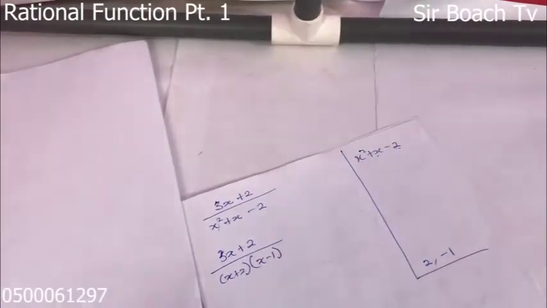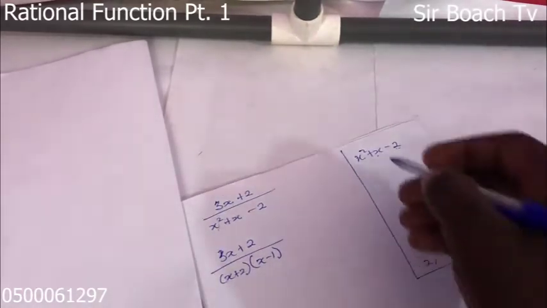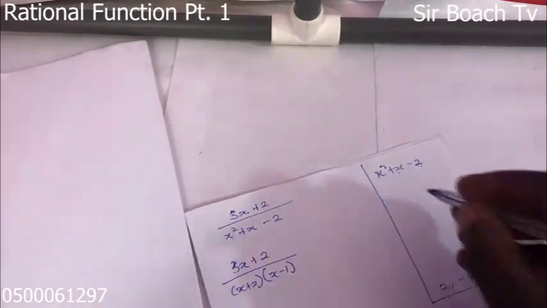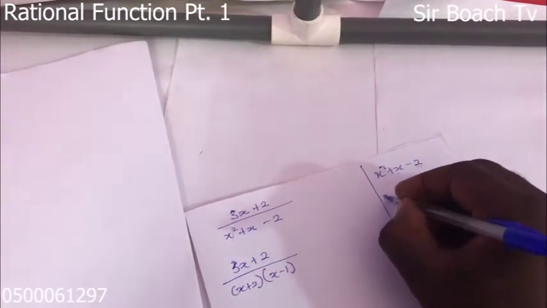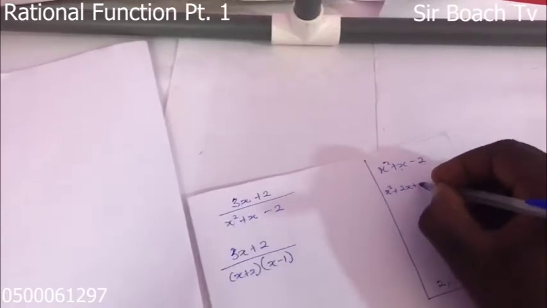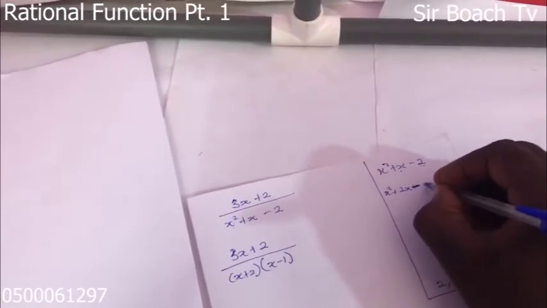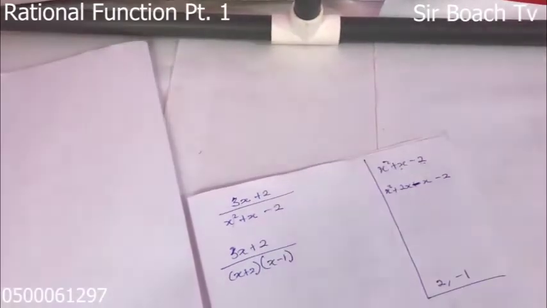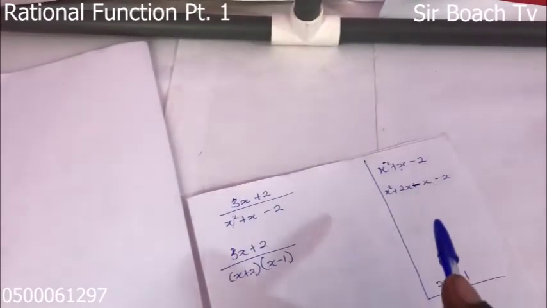So we look for 2 numbers. When you multiply, you get a constant, but when you add, you get the middle one. Then you replace it with the middle one over here. So we are going to get x squared plus 2x minus x minus 2. Okay, so this is what we are getting.